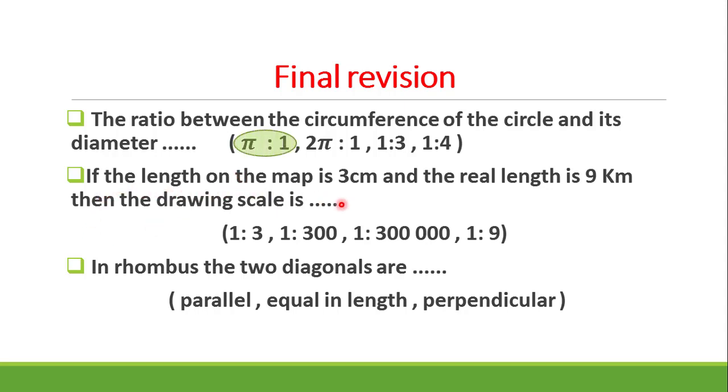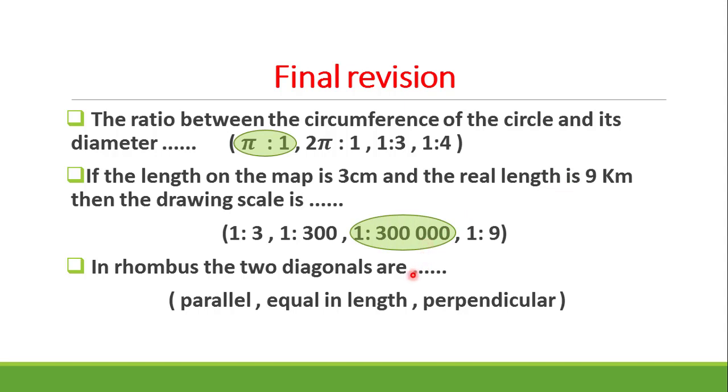If the length on the map is 3 centimeters and the real length is 9 kilometers, then the drawing scale is? Drawing scale means drawing length over real length. The drawing length here is 3 centimeters. The real length is 9 kilometers. Let's convert kilometers to centimeters by multiplying 9 times 100,000. It means we have 3 to 900,000, which is 1 to 300,000 by simplifying.